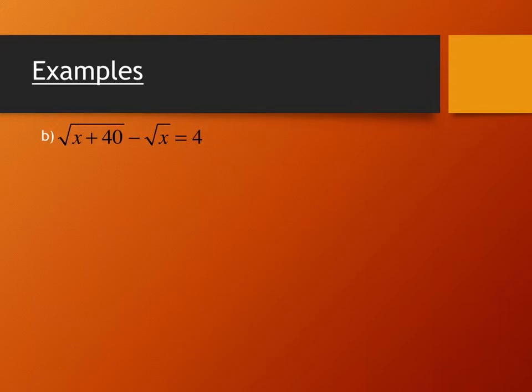So I'm just going to move the square root x one over because it's negative, and I kind of like positive values myself. So we're going to end up with the square root of x plus 40 on the left, and we will have the 4 plus the square root of x on the right. Okay, so I just added the square root of x on both sides, like this.